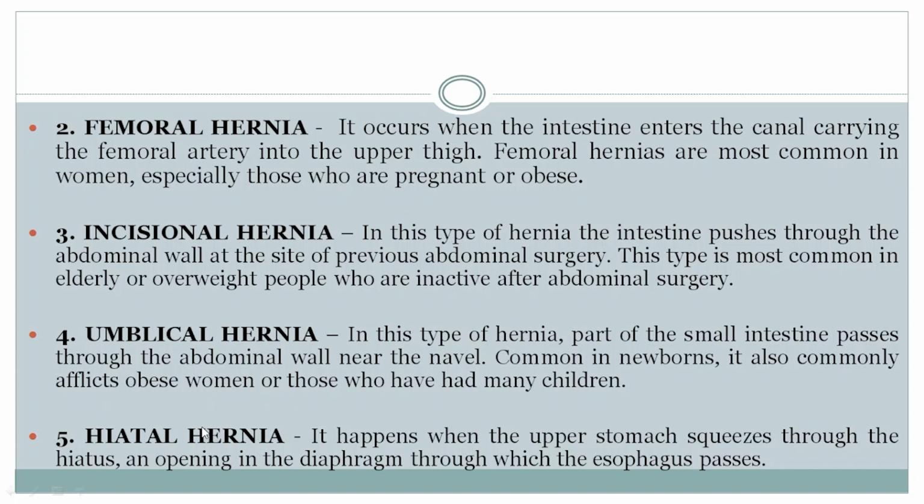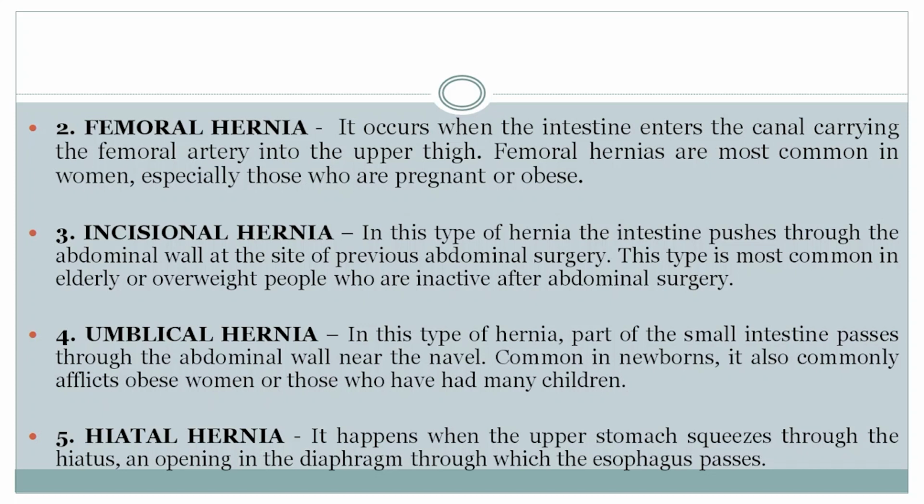Next is hiatal hernia. So hiatus is an opening of the diaphragm. So hiatal hernia, it happens when the upper stomach squeezes through the hiatus, an opening in the diaphragm through which the esophagus passes. So what happened? There in the diaphragm there is an opening known as hiatus, and from that hiatus the esophagus passes from the thoracic to the abdominal cavity.